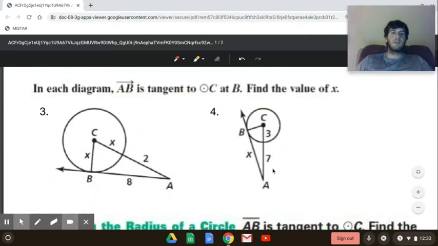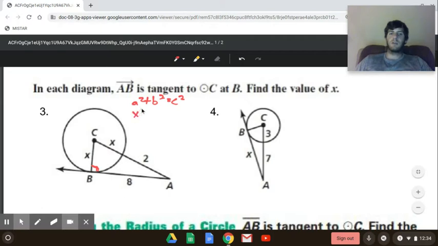All right, number 3. In each diagram, ray AB is tangent to circle C at point B. Find the value of x. So since we have a tangent line and a radius, we have a right angle. Since we have a triangle with a right angle, we have a right triangle. And since we have a right triangle, we can use the Pythagorean theorem. So we know that a squared plus b squared is going to be equal to c squared. A and b are the two legs of your right triangle, so we know x and 8 are your legs.